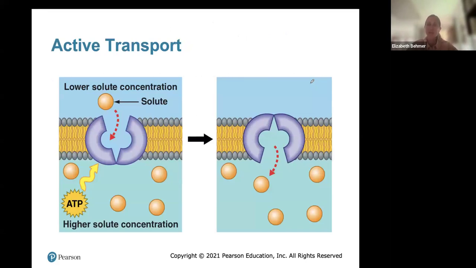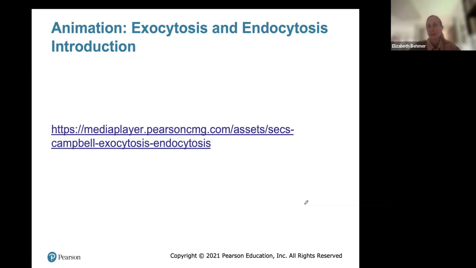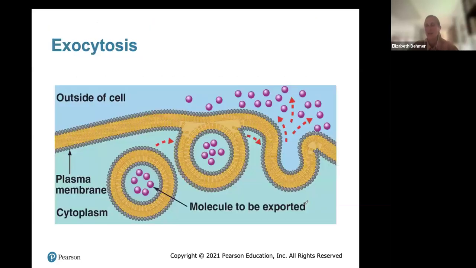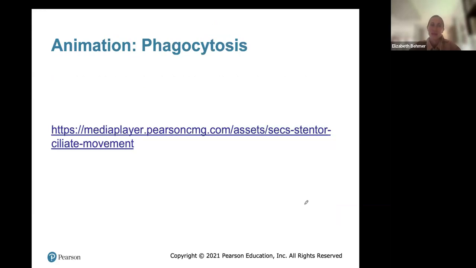Exocytosis is movement of materials out of the cytoplasm of a cell, and endocytosis is the cell taking in materials. For example, a process called phagocytosis, which means cell eating, is when the cell engulfs a particle and packages it within a food vacuole. And exocytosis is when those particles of food get expelled from the cell. And in endocytosis, the cell takes in molecules.